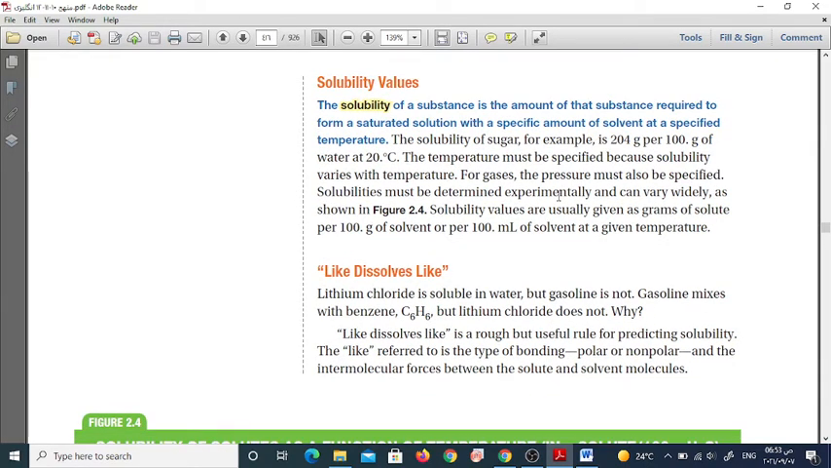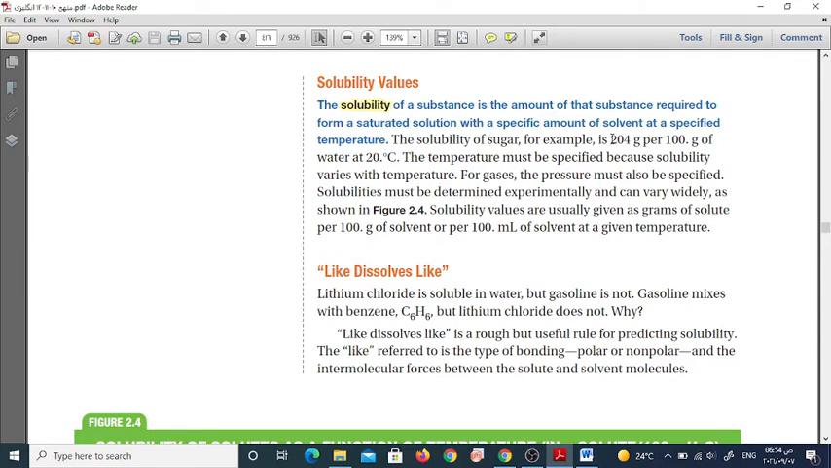Okay. Here we have solubility. For example, the solubility of sugar. When we mention the solubility, we should mention the quantity of solute dissolved in the quantity of solvent at a specific temperature. Okay, let's bring some examples. Sugar, for example.